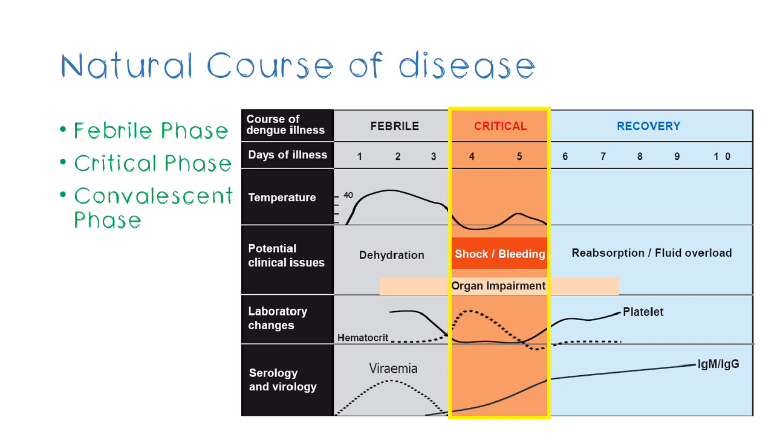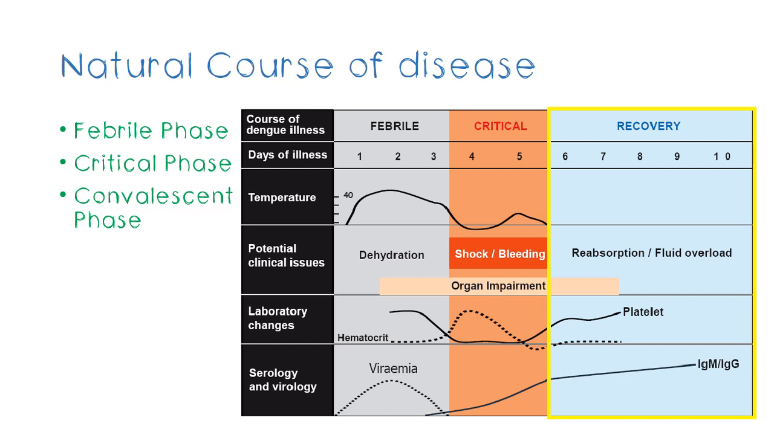The platelets start further dropping below 100,000, and hematocrit starts rising due to the hemoconcentration by plasma leakage. It's important to note that the WBC levels start increasing in this phase. The viremia has subsided, and now dengue IgM increases. The critical phase lasts for 48 hours. Then the recovery phase or convalescent phase occurs.